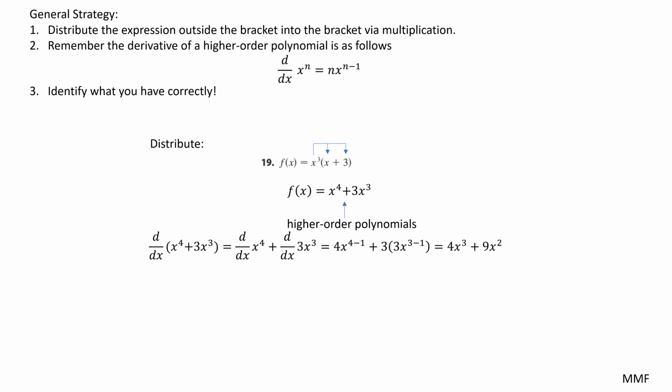So you end up with 4x cubed, and the reason it's cubed is because 4 minus 1 is 3. And you end up with 9, and the reason it's 9 is because 3 times 3 is 9. And then you end up with x squared, and the reason it's squared is because 3 minus 1 is, of course, 2. And that's pretty much all that you need to know. And if you put it all together, you get that the derivative of this function with respect to x is 4x cubed plus 9x squared.